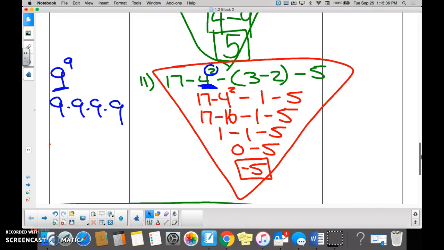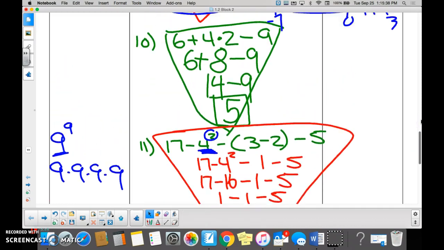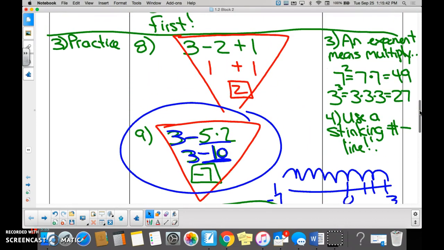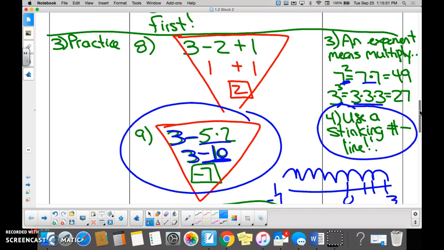Yes. And even up here in the cheat sheet, we talked about that. My cheat sheet gives some examples of what exponents mean. 7 squared means 7 times 7. 3 cubed means 3 times 3 times 3. And then I love this one. Use a stinking number line. Questions.